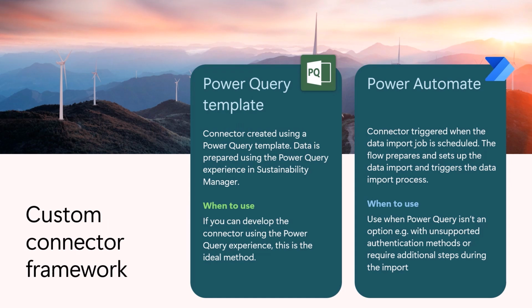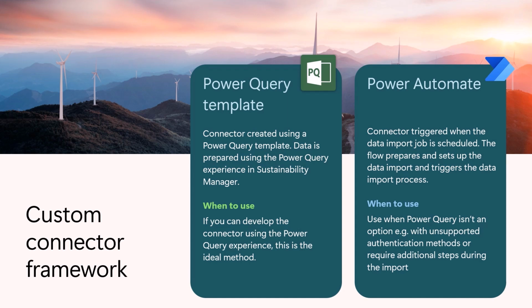Let's explore each of these methods. Power Query template method requires you to create a Power Query template to define your data sources, target data definitions, and the transformation and mapping logic in between. Once you have the template working, you can add the connector definition to make it ready to distribute as a custom connector. The Power Automate method requires you to develop a Power Automate workflow that gets triggered when your data import job is scheduled. Unlike Power Query template, the data sources, target definitions, the transformation and mapping logic in between are implemented within a Power Automate.